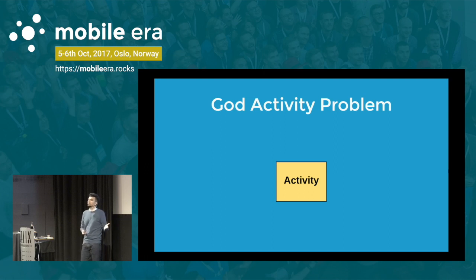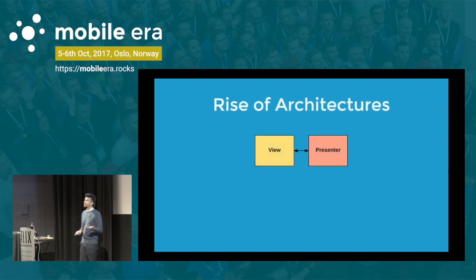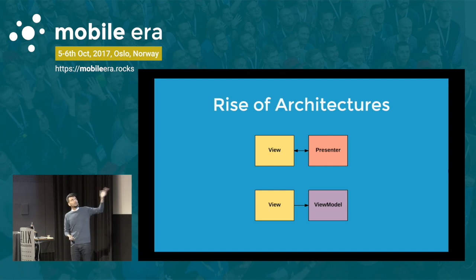To solve this problem, architectures came into the picture. Two of the most common architectures are MVP and MVVM because they work really well for Android. Just to give you a quick overview, in MVP we have a one-to-one relationship, so a single view has a single presenter and vice versa. But in MVVM we have one-to-many. A single view may have multiple view models, and a single view model can be used by multiple views. That's the only difference. Otherwise they do the same thing.